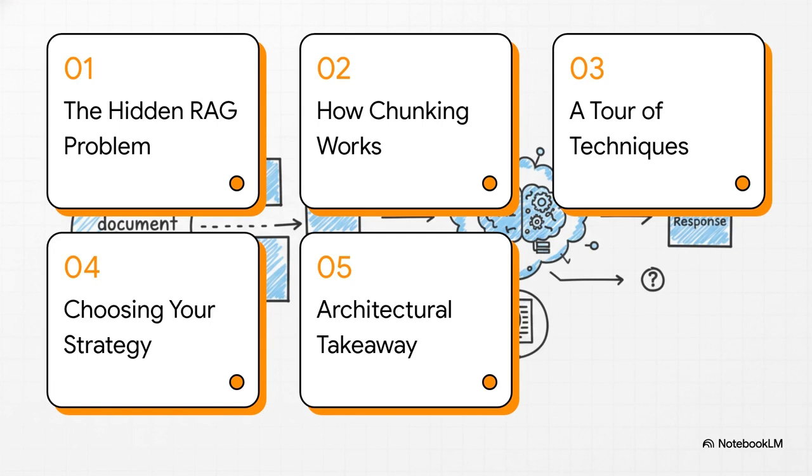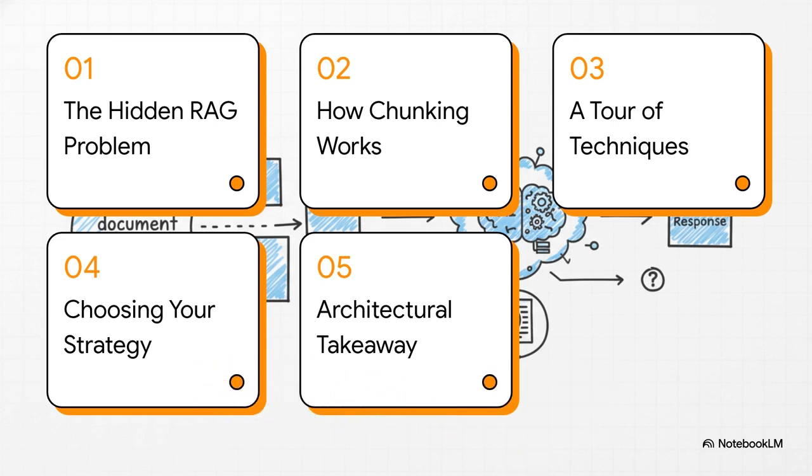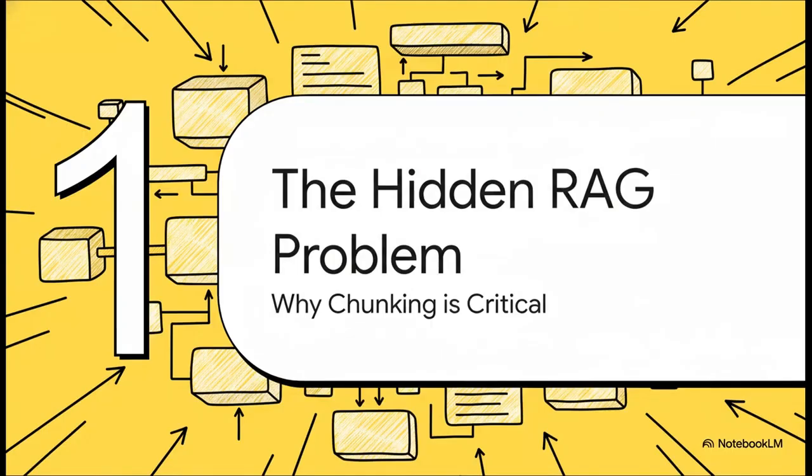So in this explainer, we're going to pull back the curtain on all of it. We'll start with why chunking is such a hidden but critical problem. We'll look at how it actually works inside the RAG pipeline. Then we'll take a tour of all the key techniques, figure out how to choose the right one for your project, and wrap up with the single biggest architectural idea you need to walk away with. So let's start with the stakes.